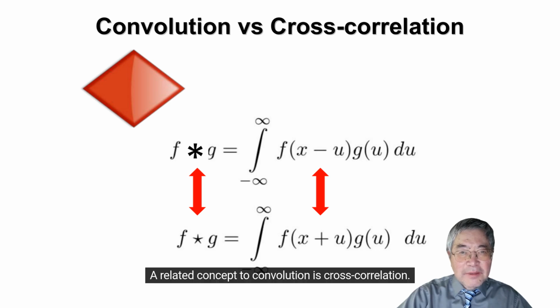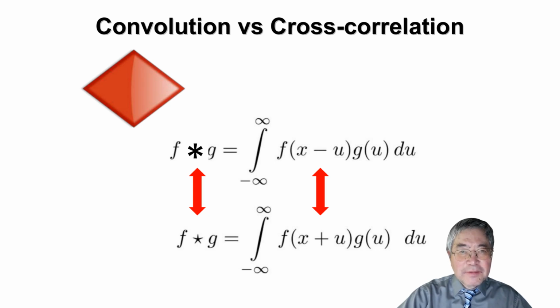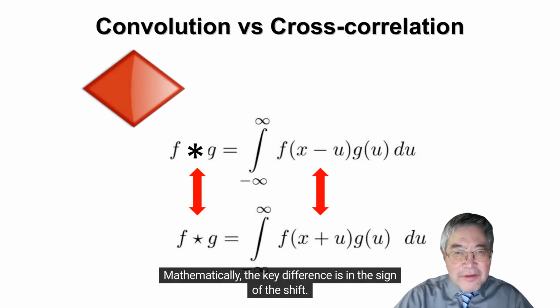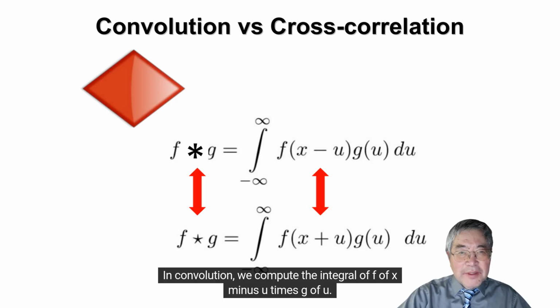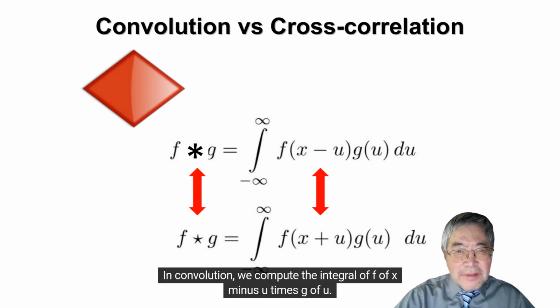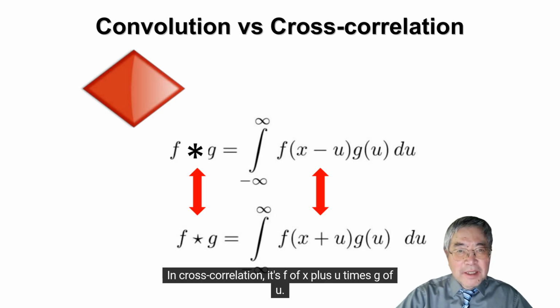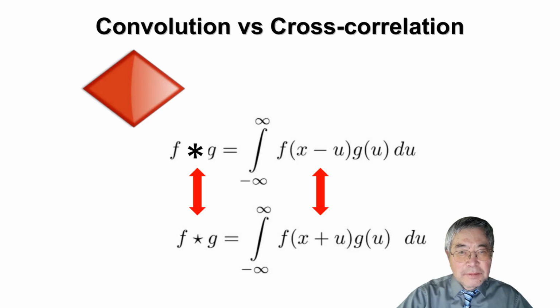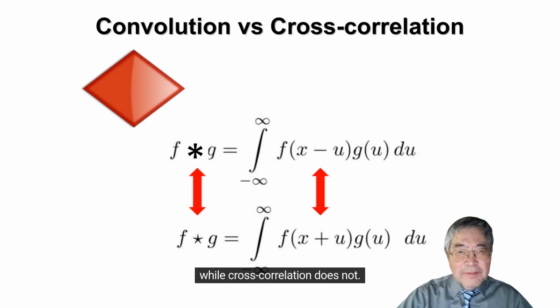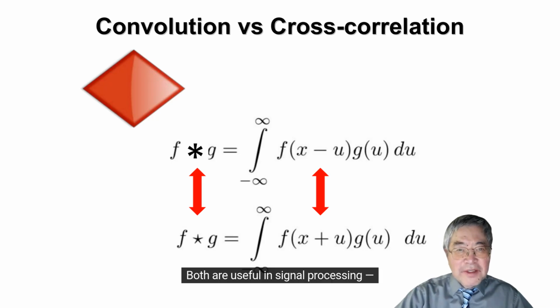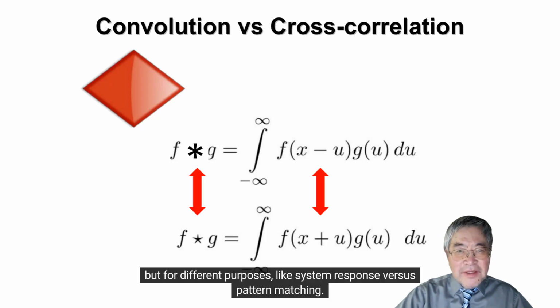A related concept to convolution is cross-correlation. Mathematically, the key difference is in the sign of the shift. In convolution, we compute the integral of f of x minus u times g of u. In cross-correlation, it's f of x plus u times g of u. So convolution flips one of the functions before shifting and multiplying, while cross-correlation does not. Both are useful in signal processing, but for different purposes, like system response versus pattern matching.